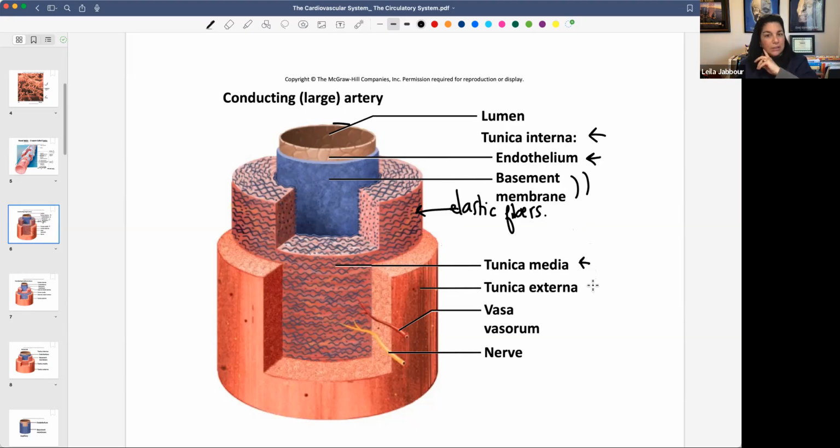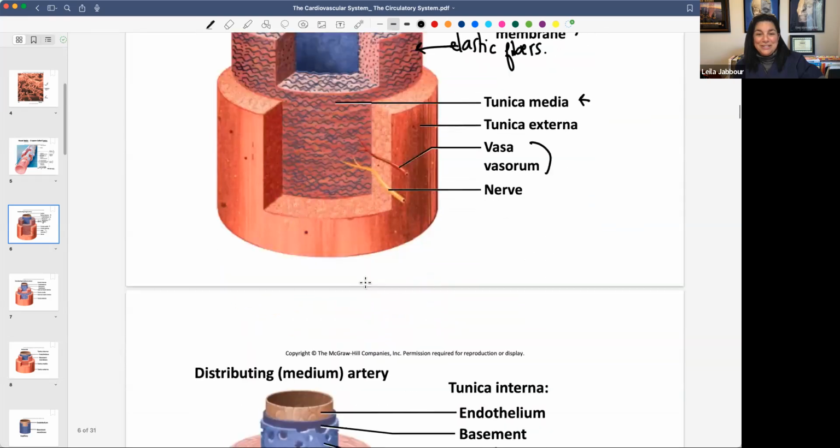And then we see a tunica externa that gets pierced with what we call vasa vasorum. It's the capillaries that literally go feed the cells of the vessels. So you have these tiny capillaries that go back into the vessels, because these vessels are made of tissues that are made of cells that also need to be provided oxygen and nutrients.